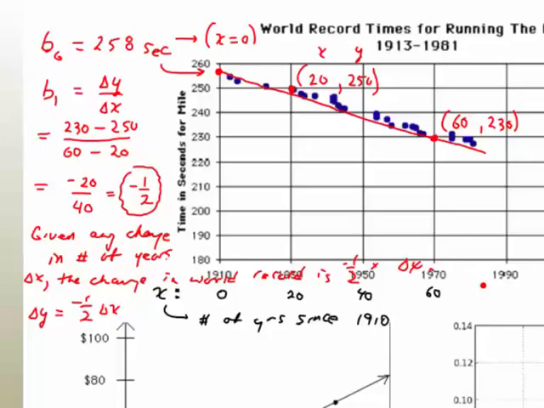So in 6 years, how much does the world record time come down? 3 seconds, right? So 6 times -1/2 is -3. So in 6 years, you expect the world record time to come down by 3 seconds. In 20 years, you expect the world record time to come down by 10 seconds. That's what the slope value means. So this is the slope, and this is what we call the rate of change. The rate of change.